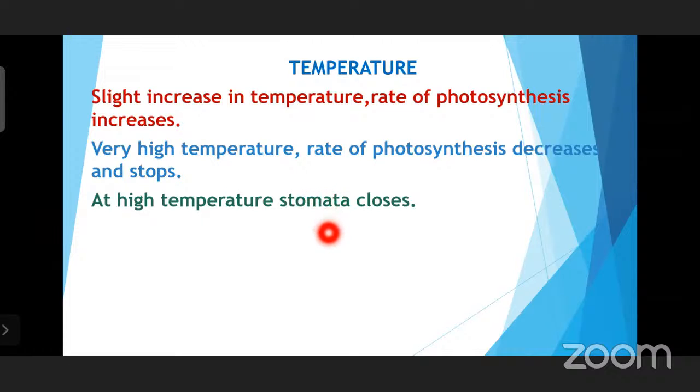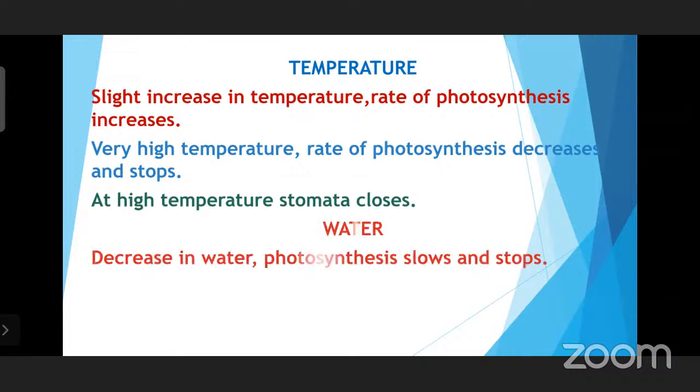water by transpiration. So you can see how temperature, water, and stomata closing and opening are all interlinked with each other, and all these factors affect the rate of photosynthesis. As you know, water is also very important. With a decrease in water, photosynthesis slows and sometimes stops. And if water is less, the stomata will close. The stomata will be closed by abscisic acid, a phytohormone.